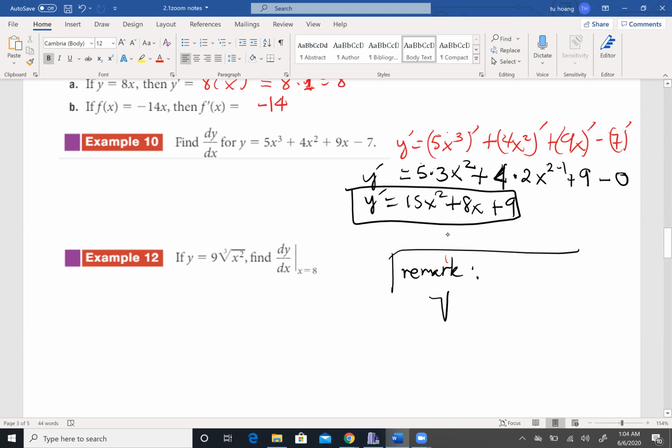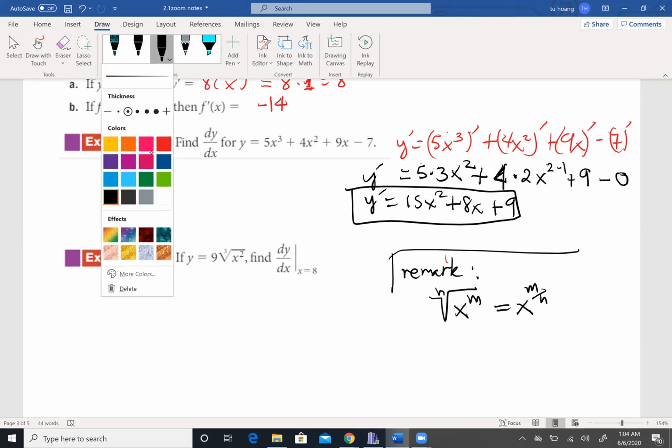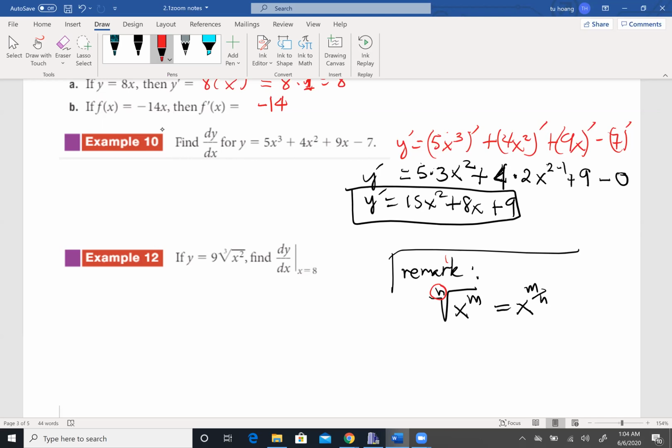The n-th root of x to the power m can always be rewritten as x to the power m over n. And you can see that the index of the root in here is n, which is always the denominator of the power. You have to remember that in order to change from the radical to power form.